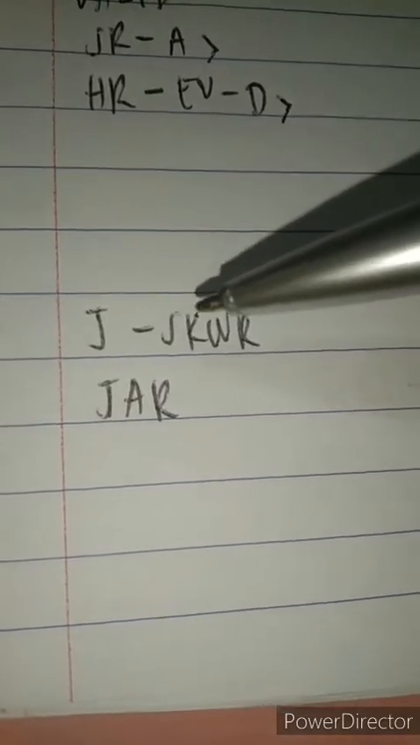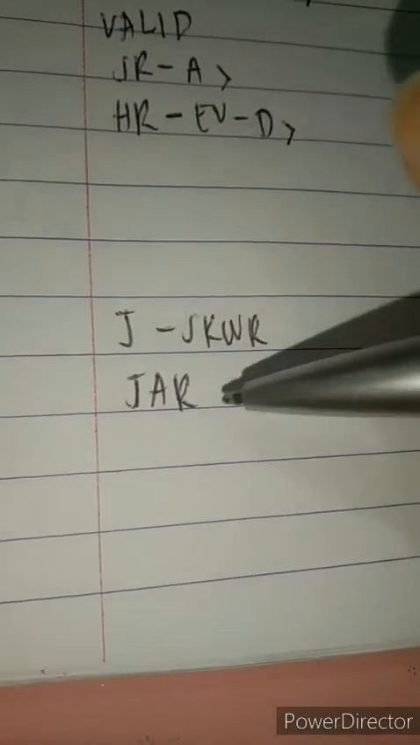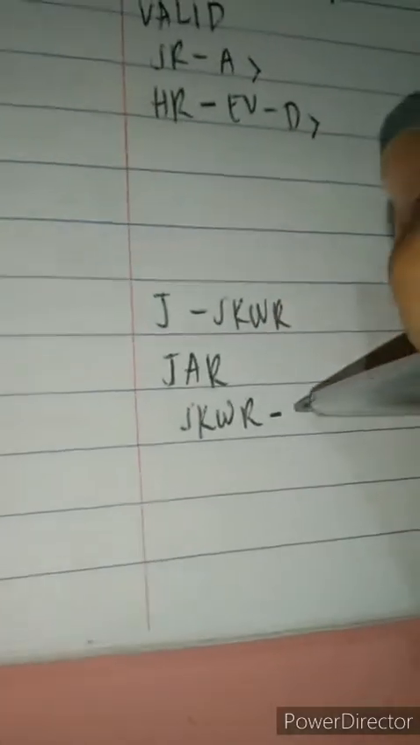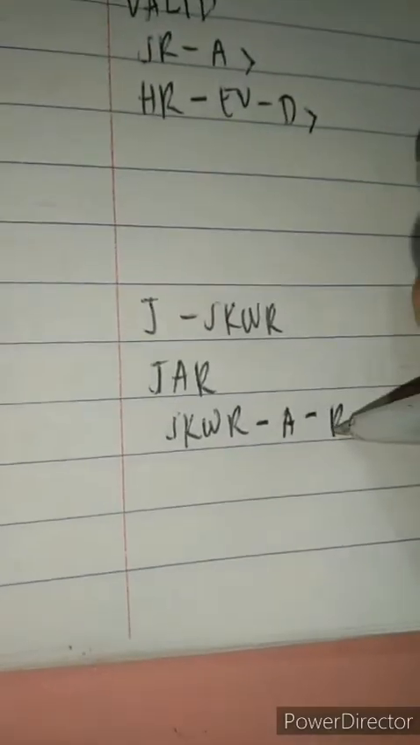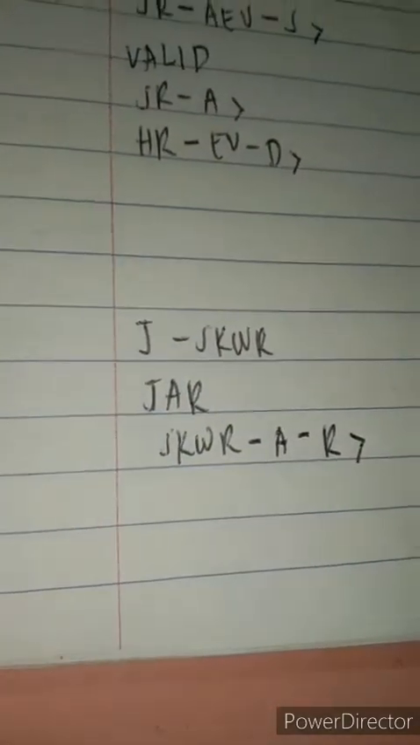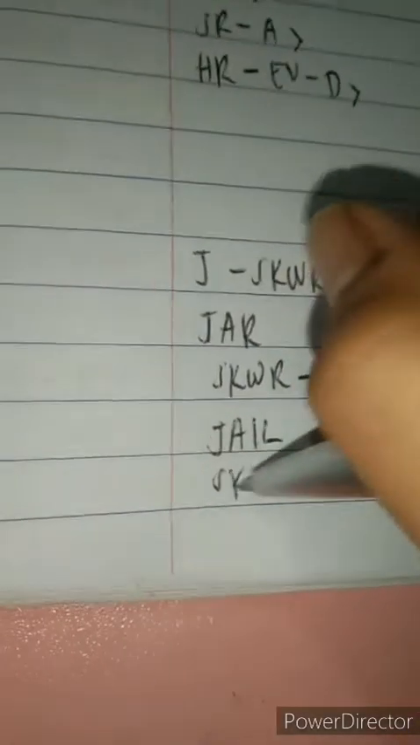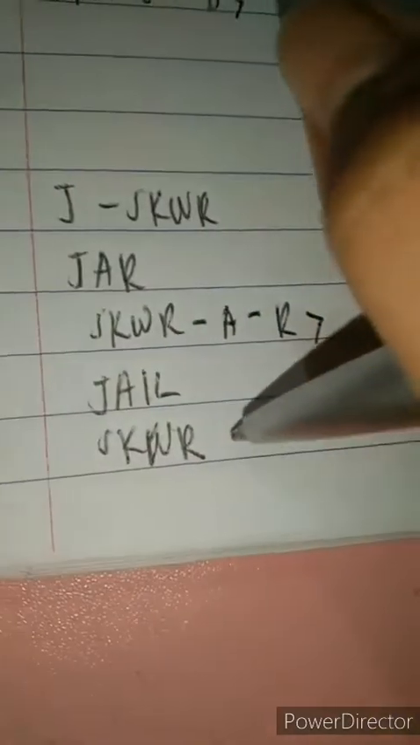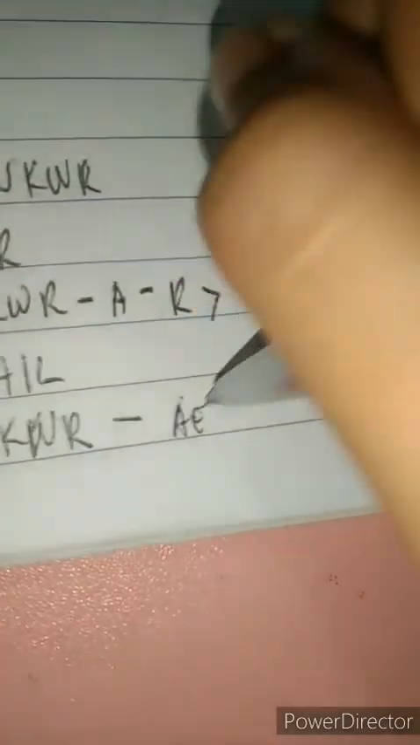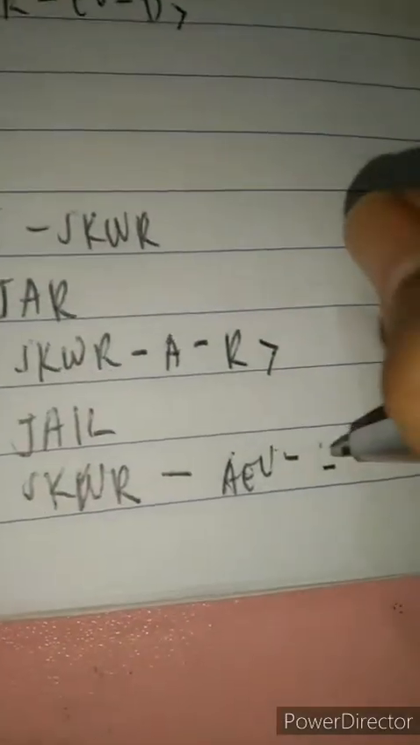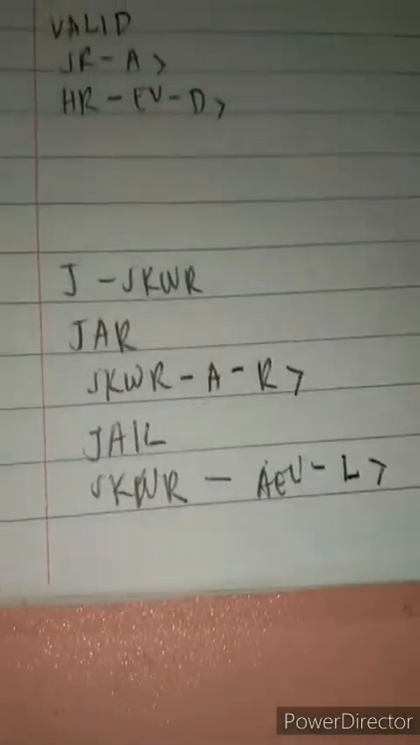Last, the letter J. It is represented by S, K, W, and R. Okay, first example, the word jar. So, S, K, W, R, and then vowel letter A, and then ending letter R and release. And the next example is the word jail. So, beginning letters S, K, W, R, and then vowel letters A, E, U, and then ending letter L, and then release.